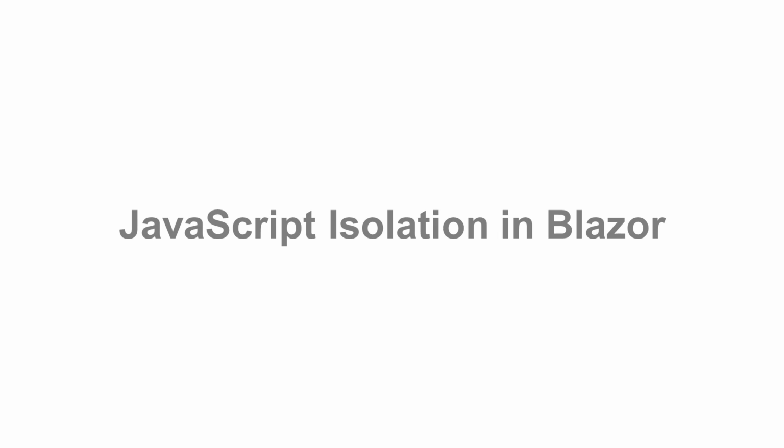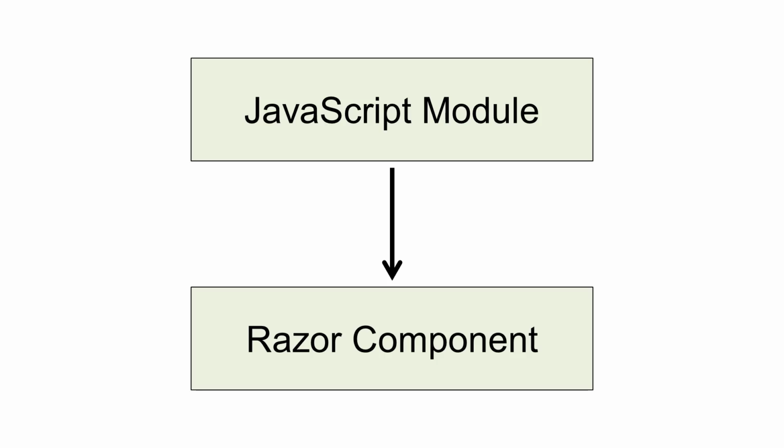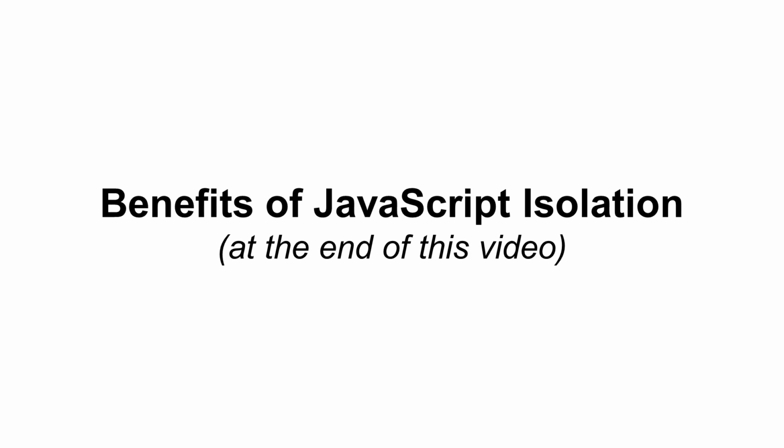In this video, we're going to learn how to implement JavaScript isolation in Blazor. JavaScript isolation lets us create JavaScript modules that are loaded only when needed by a given Razor component. We'll talk about a few benefits of JavaScript isolation at the end of this video.